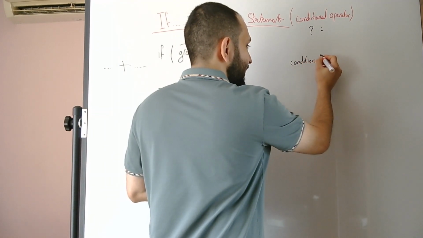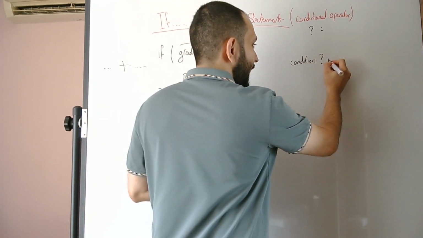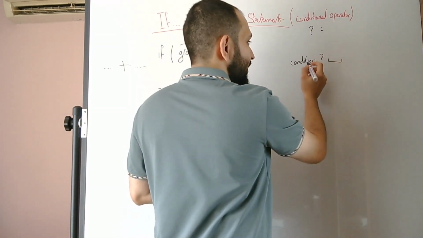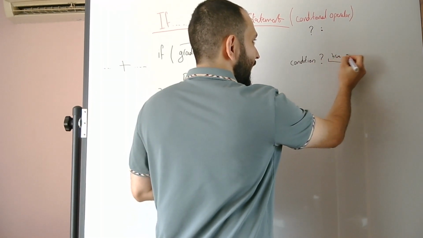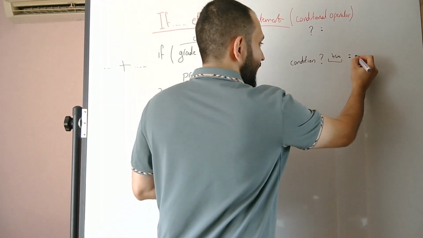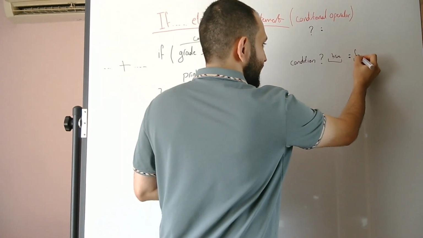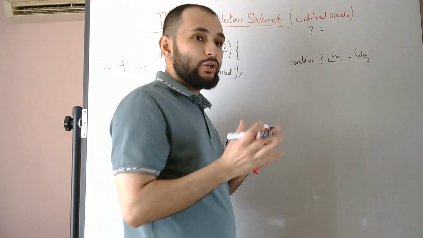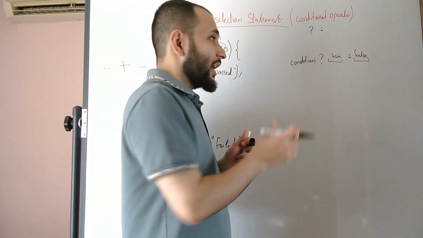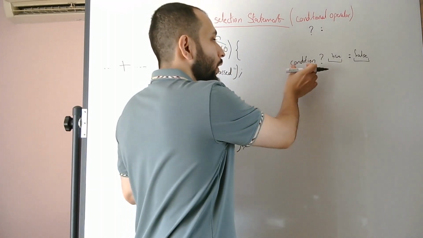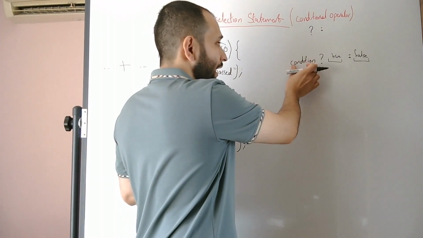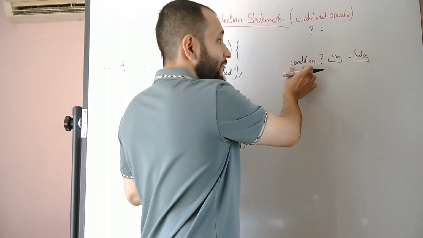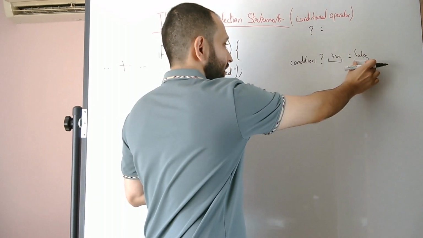and then after that we have the question mark, and in here the statement that is supposed to be executed if this condition is true, and after that the colon, whatever is going to be executed if this condition is false. So using this conditional operator, we can create an if-else condition in just one line of code. We will put the condition. If this condition is true, this part is going to be executed, and if this condition is false, this part is going to be executed.